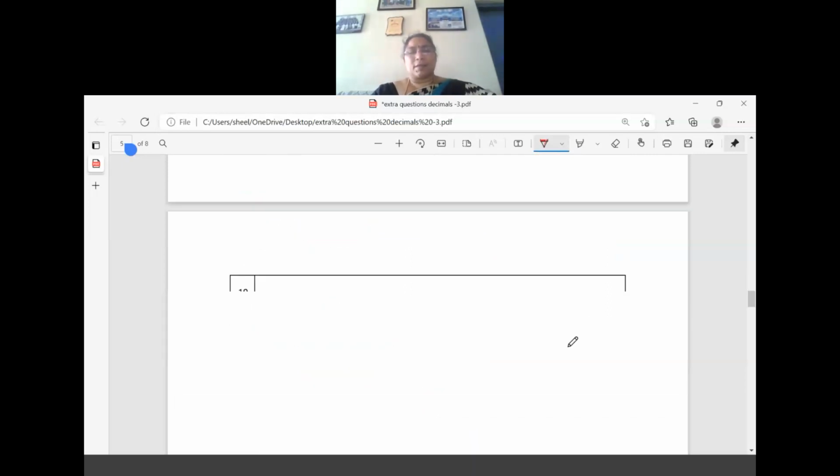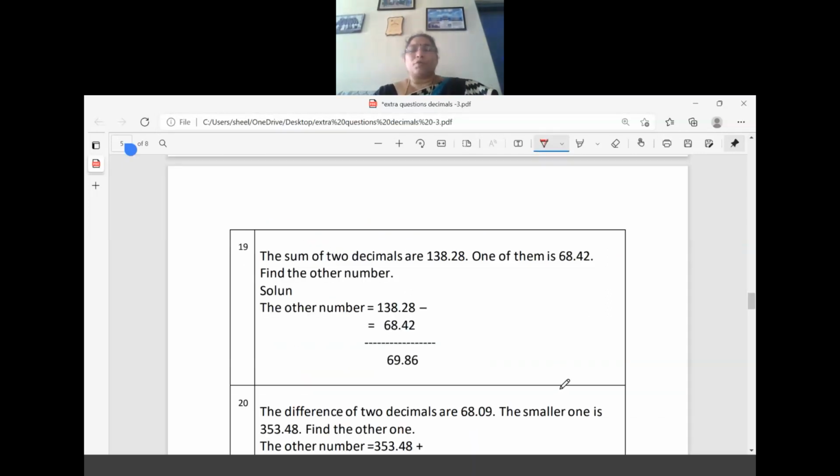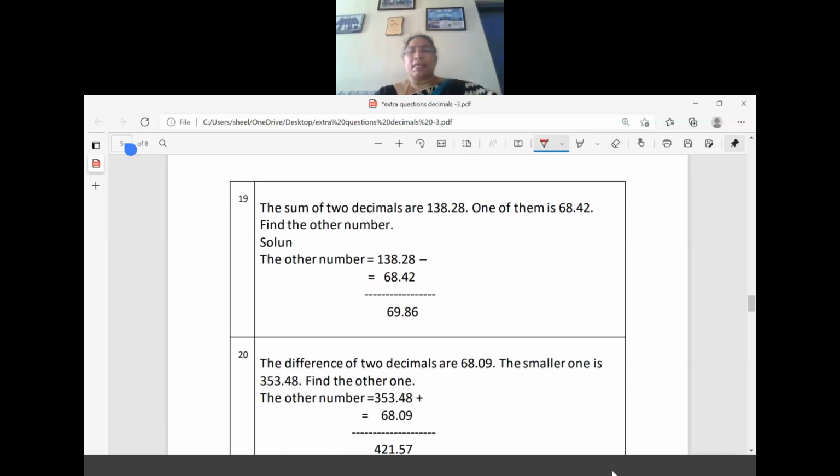Okay. Next. The sum of two decimals is 138.28. One of them is 68.42. Find the other number. See, the sum of two decimals is equal to 138.28. One is 68.42. Isn't it? So find the other number only. So what should we do in such questions? We have to do the subtraction. Already the sum is given, so it will be more only in that. Out of that, one number we also got.